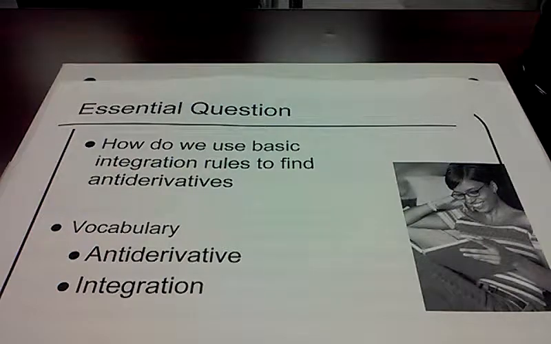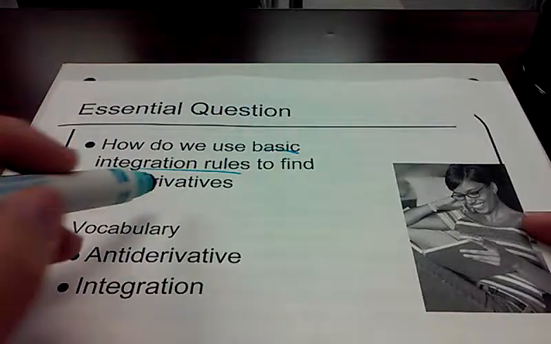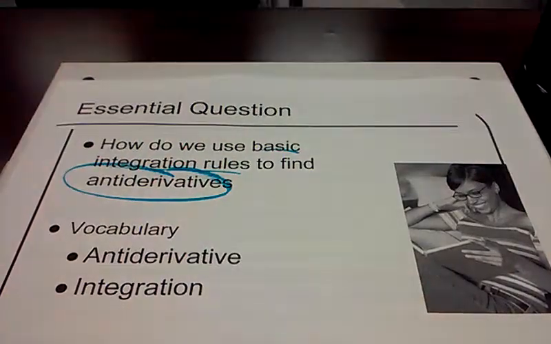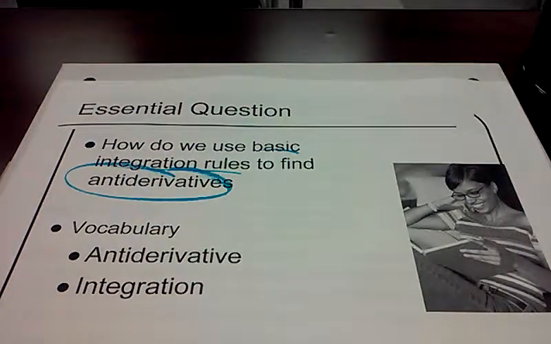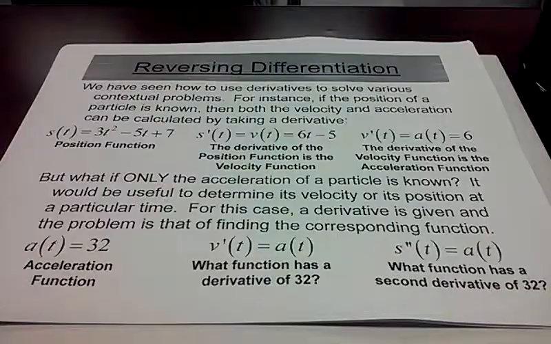All right, guys, your essential question is how do we use basic integration rules to find antiderivatives? So far, what we've been covering in calculus have been derivatives, or finding derivatives of equations and functions. We're actually going to go in reverse now and do a reverse operation and find antiderivatives. All right, your vocabulary is antiderivatives and integration.